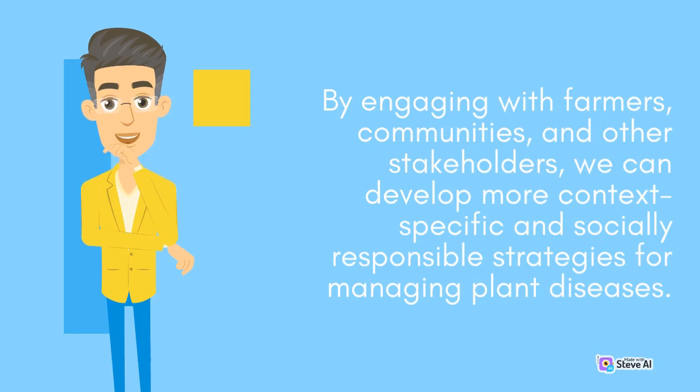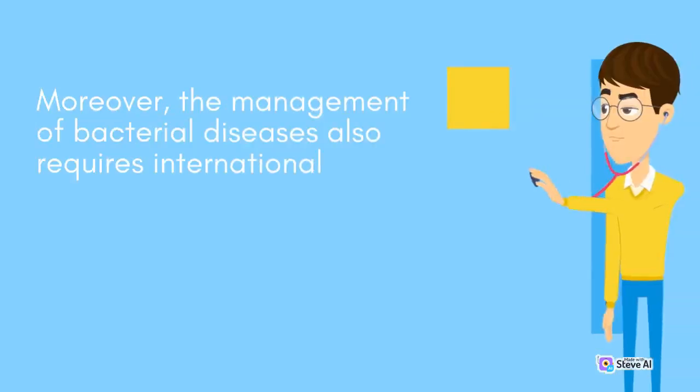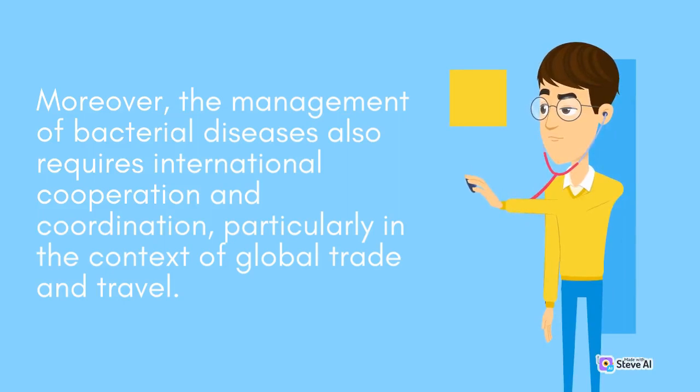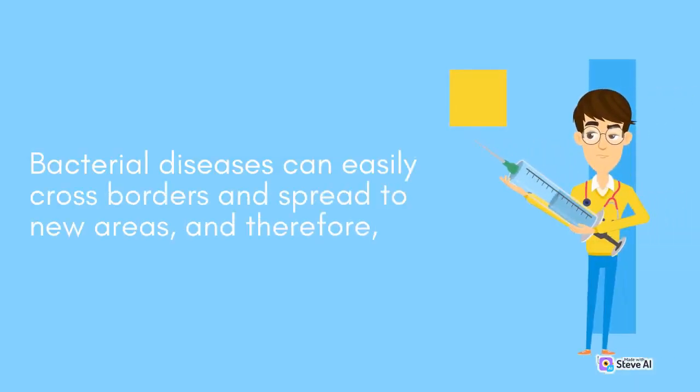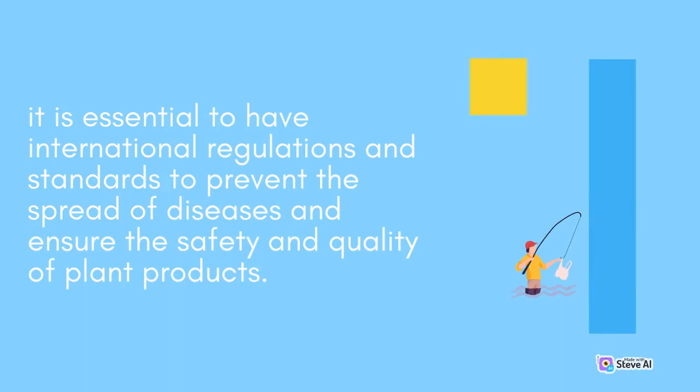Stakeholders, we can develop more context-specific and socially responsible strategies for managing plant diseases. Moreover, the management of bacterial diseases also requires international cooperation and coordination, particularly in the context of global trade and travel. Bacterial diseases can easily cross borders and spread to new areas, and therefore, it is essential to have international regulations and standards to prevent the spread of diseases and ensure the safety and quality of plant products.